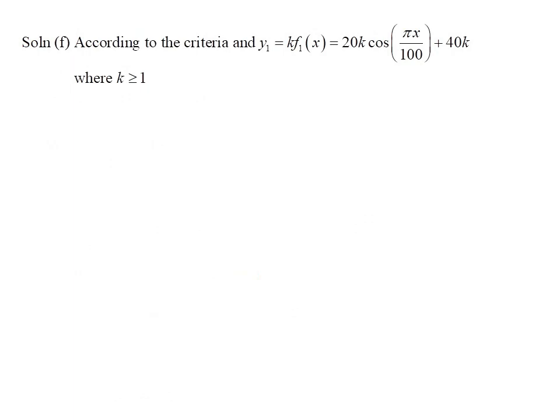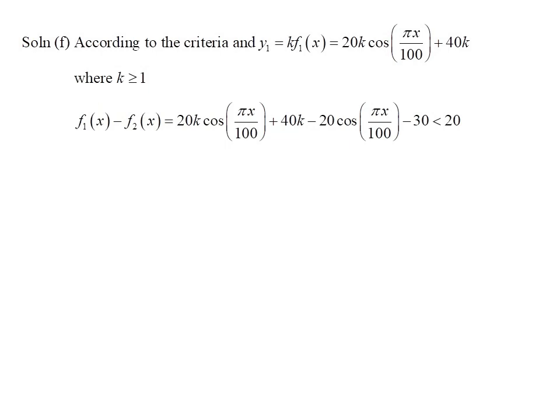Based on the new model, as well as the requirement that the distance north across the river is less than 20 meters, it satisfies the inequality f1 of x minus f2 of x is less than 20, which is 20k cosine(pi x over 100) plus 40k minus 20 cosine(pi x over 100) minus 30 is less than 20, which is simplified to 20(k minus 1) cosine(pi x over 100) plus 10(4k minus 3) is less than 20.